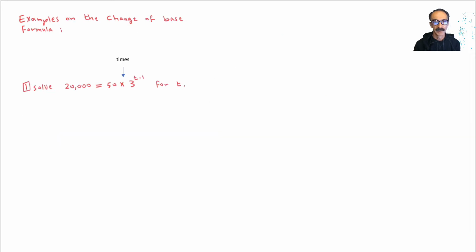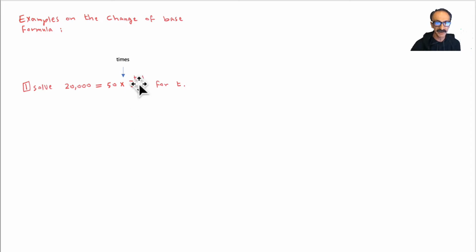Now, examples on the change of base formula. Number 1, solve 20,000 equals 50 times 3 to the power t minus 1 for t. It looks like an x, but it's actually times. We're going to solve for t.